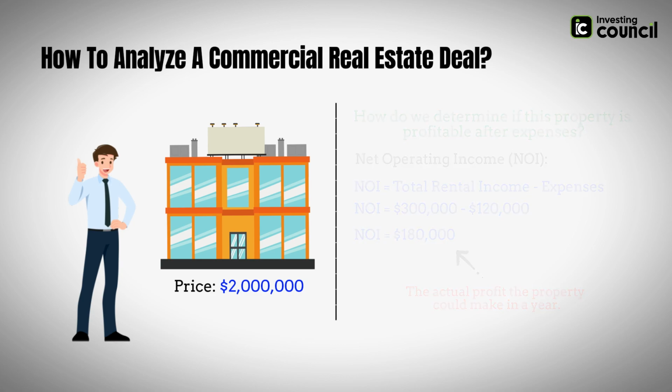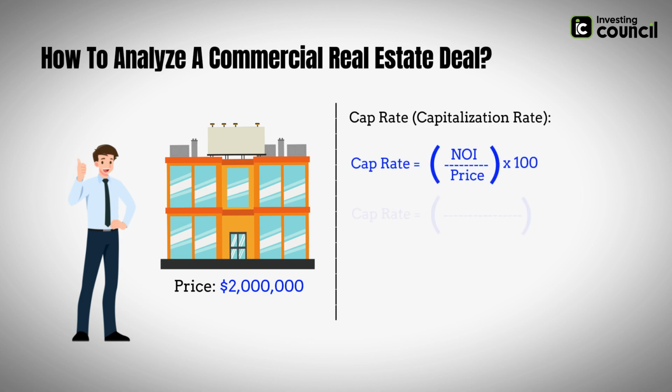But there's more to it. We also need to look at the cap rate, a tool that helps us understand the return on our investment based purely on the property's operations. Here's how you do it. You take the NOI, that $180,000, and divide it by the purchase price, our $2 million. Then multiply by 100 to get a percentage. Doing the math, our cap rate comes out to 9%.